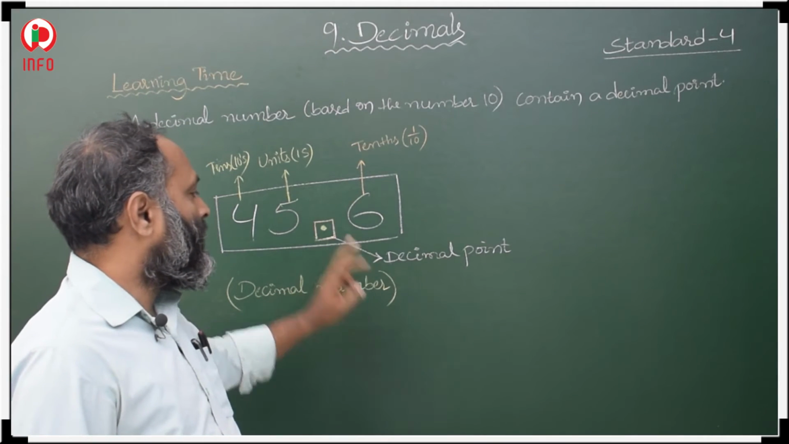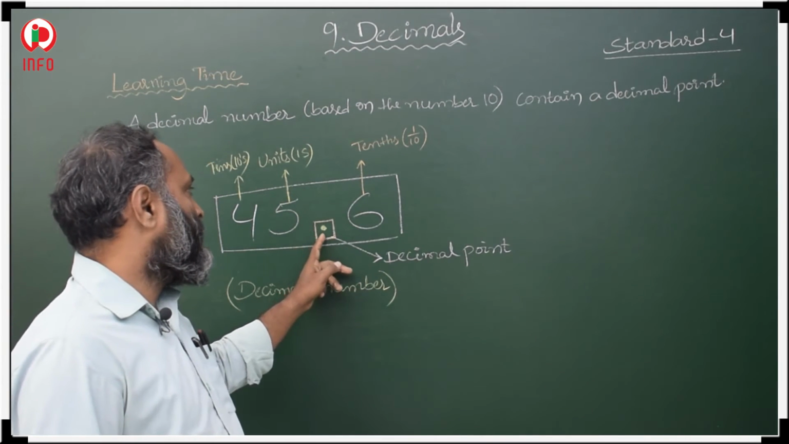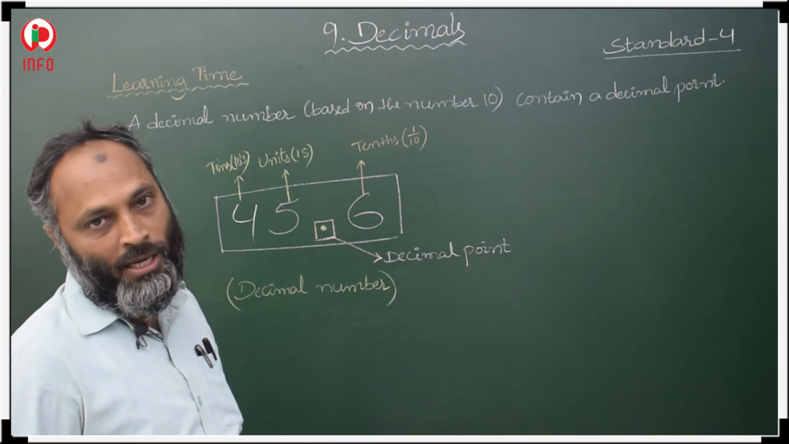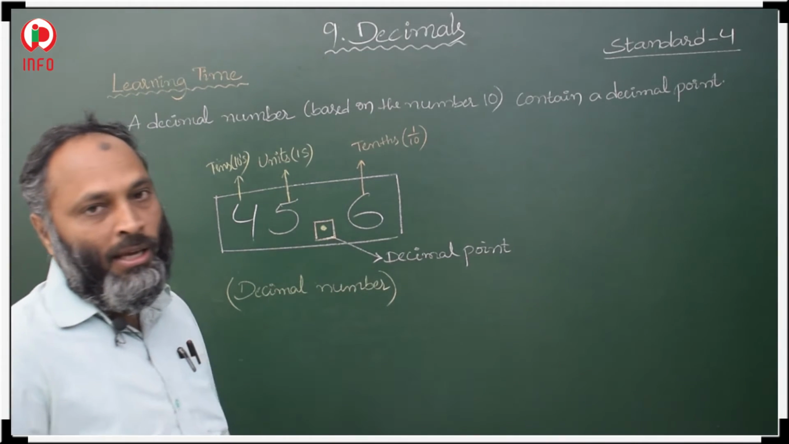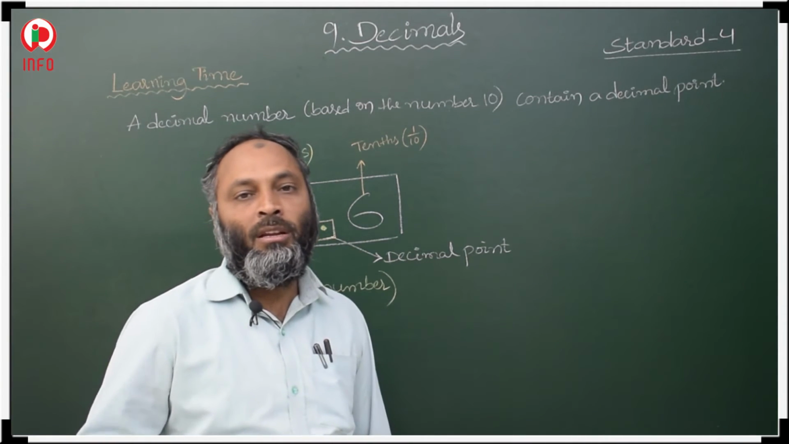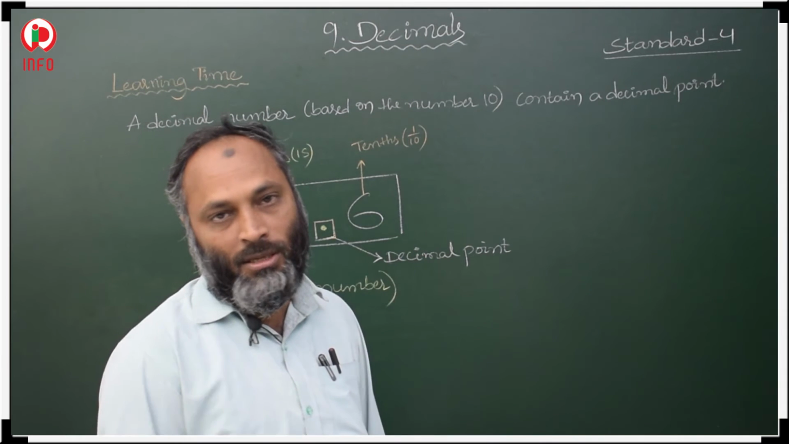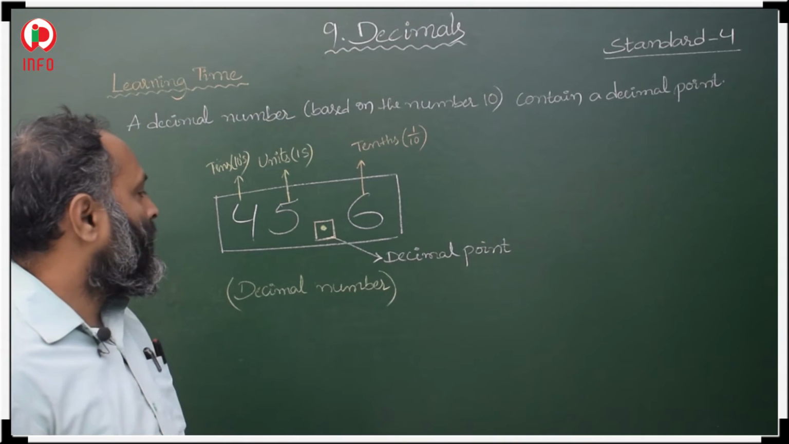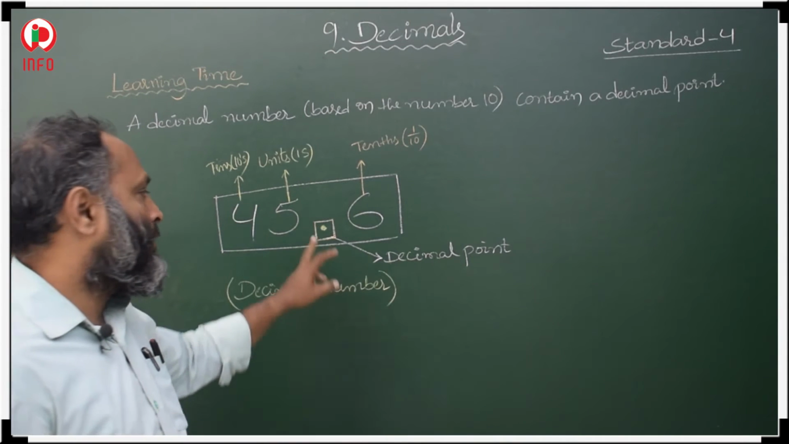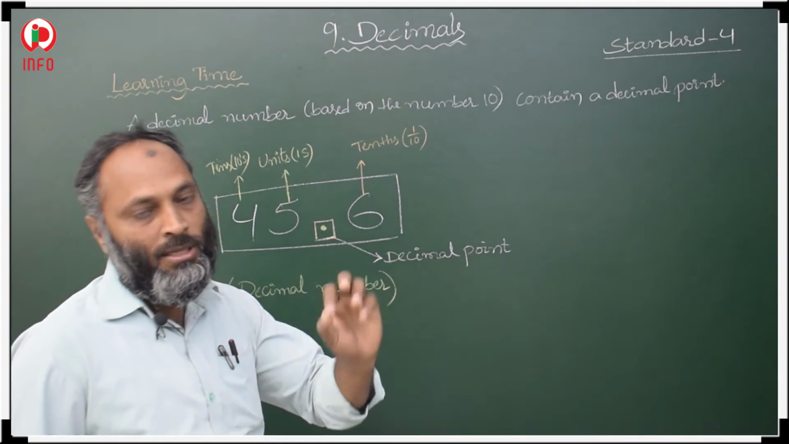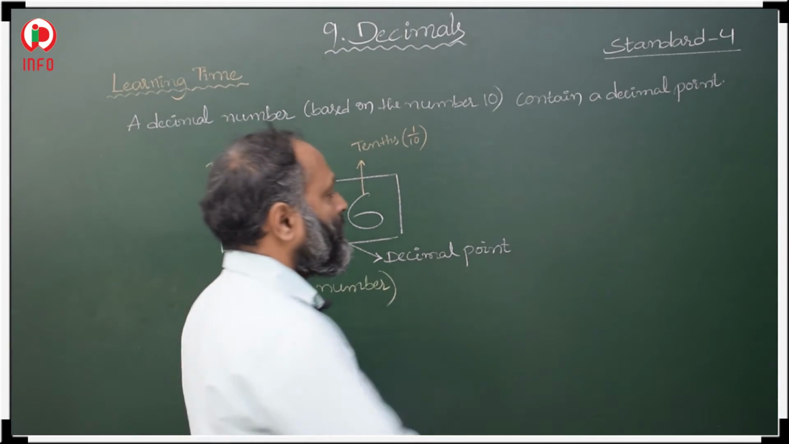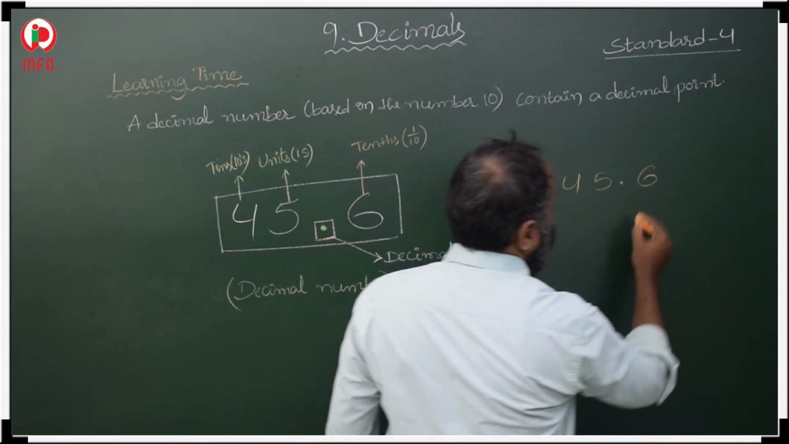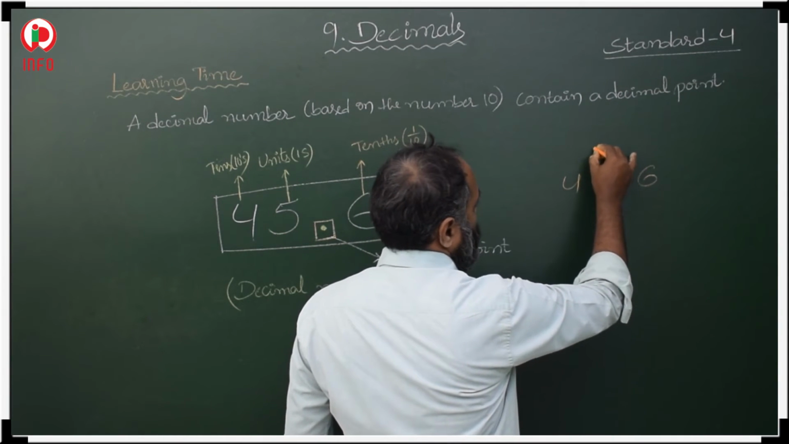So where do we have to keep the decimal point? We have to keep a decimal point between units and tenths place. Okay. The decimal point will come in between units and tenths place. Okay. So this is complete. What is it? It is a decimal number. Whenever a decimal point is there, that means that is a decimal number. Here 45.6, what is it?